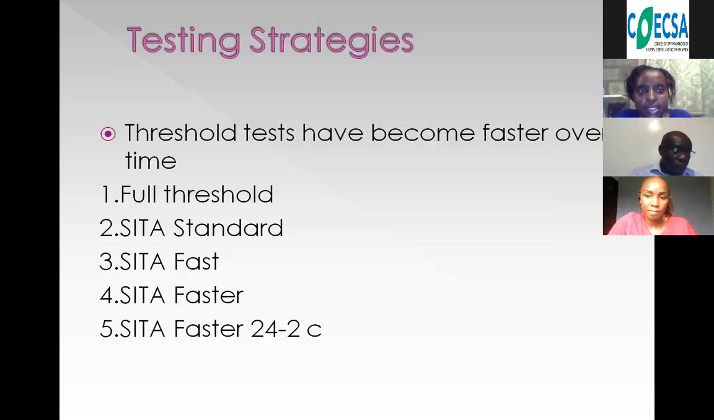So this is just briefly on the testing strategies. The visual fields have become faster over time because of new thresholding strategies. Initially, we had the full threshold, then the SITA standard, SITA Fast, and the newest is SITA Faster 24-2C.